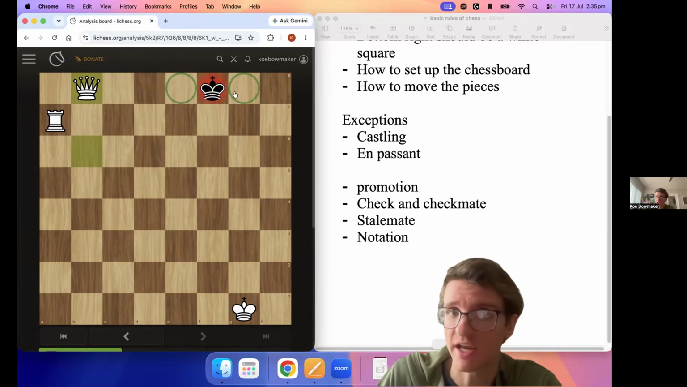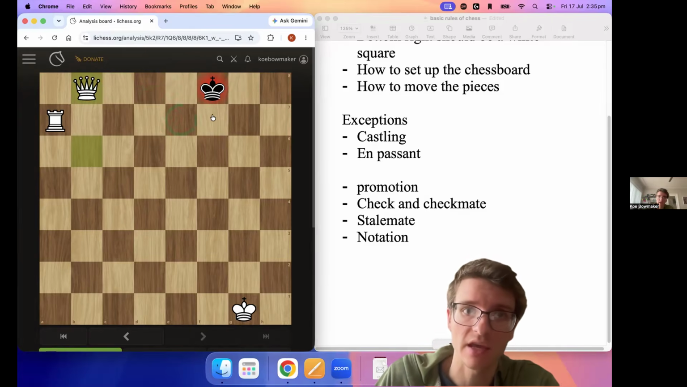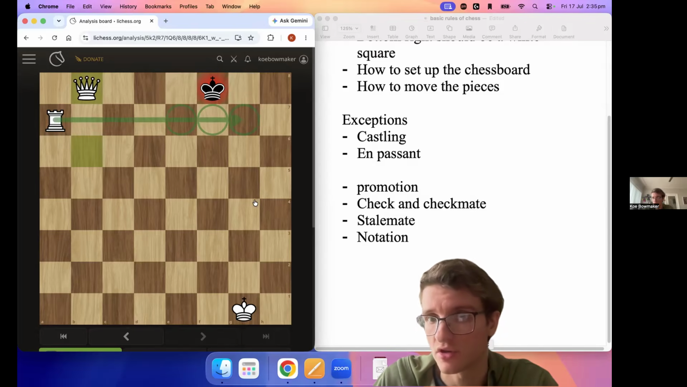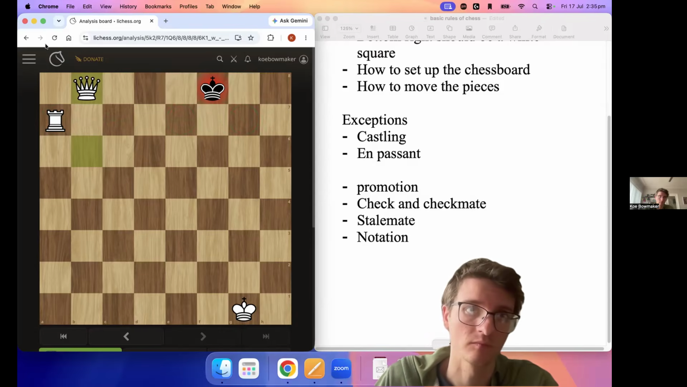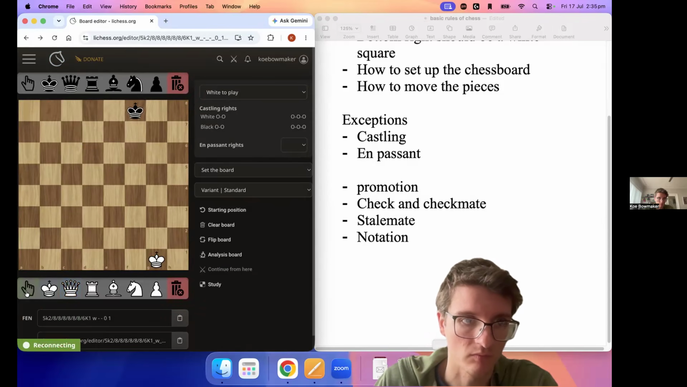Right, so the king cannot go to either of these squares because the queen is controlling these squares. And the king cannot go to either of these squares because the rook is controlling those squares. So that's what we would call checkmate. Let's go to stalemate.